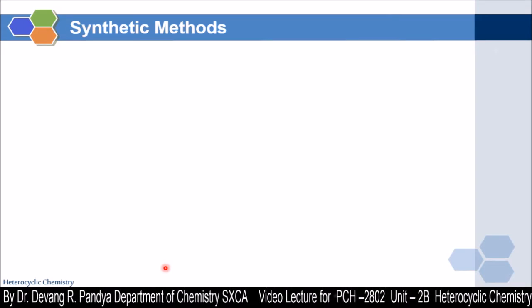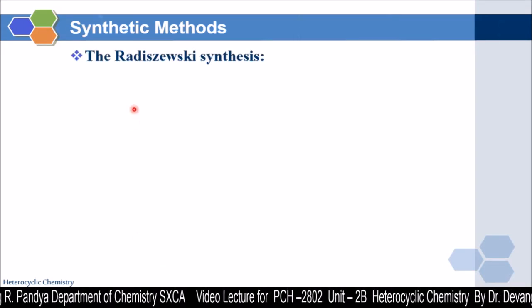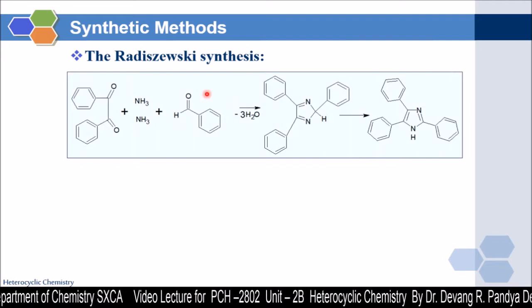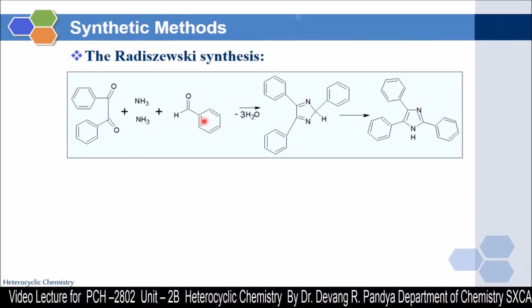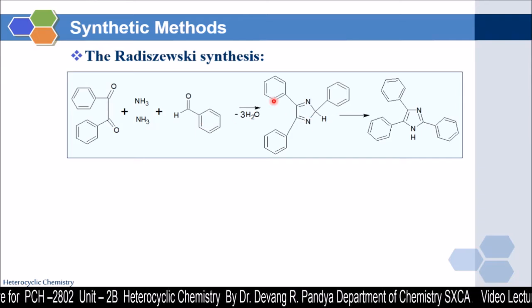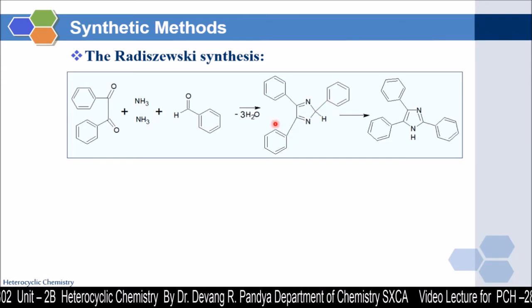Now, synthetic methods. The Radziszewski synthesis. In the Radziszewski synthesis, we have this dione treated with ammonia in the presence of benzaldehyde to get the substituted imidazole.